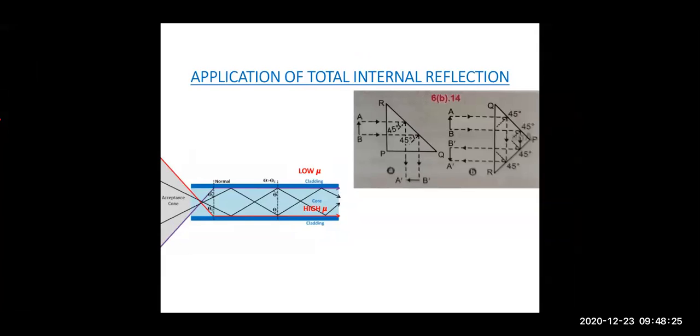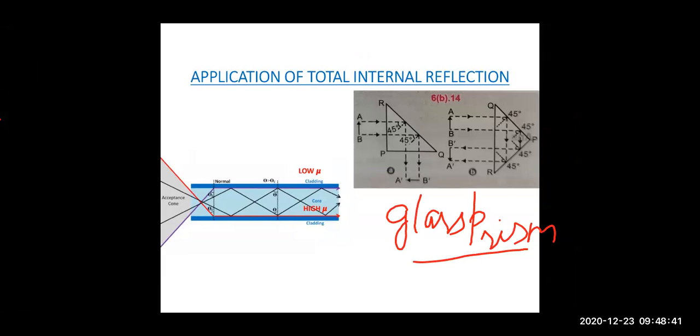ठीक है बेटा? Next is, children, total reflecting glass prisms. These are your glass prisms. They are designed in such a way that the light can be turned through 90 degrees. So here you are inciding the light like this. It is getting reflected and comes out like this. So you have turned the light at an angle of 90 degrees.